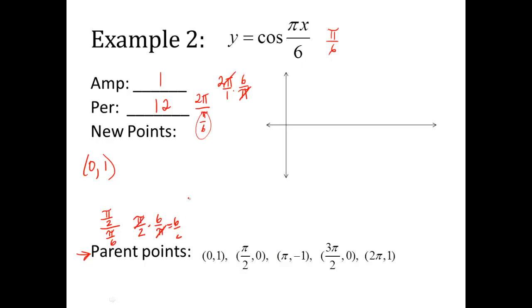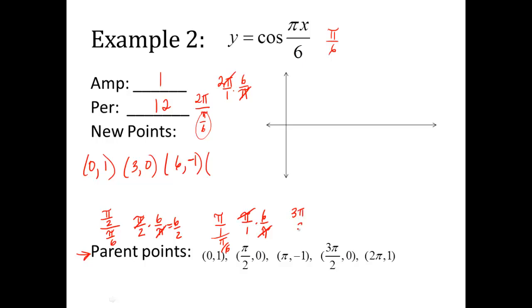Six over 2, which is 3. Y is still 0. Next one, pi divided by pi over 6. I've got to flip the bottom. So it's going to be pi over 1 times 6 over pi. Those cancel, and my new x value is 6. My y value is still negative 1.